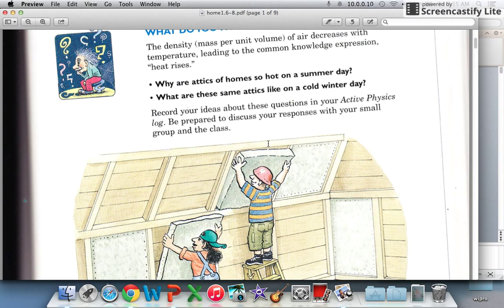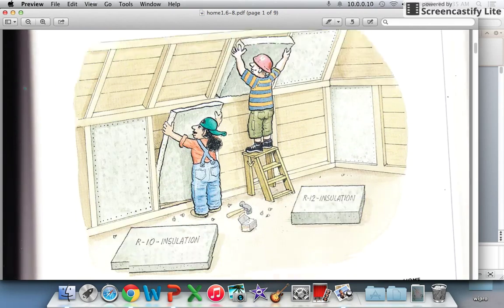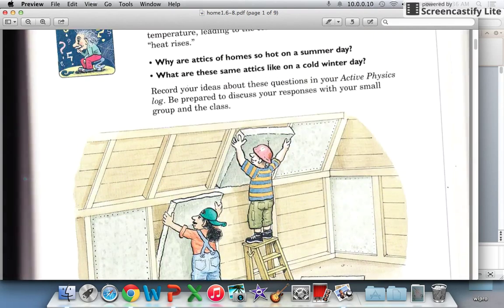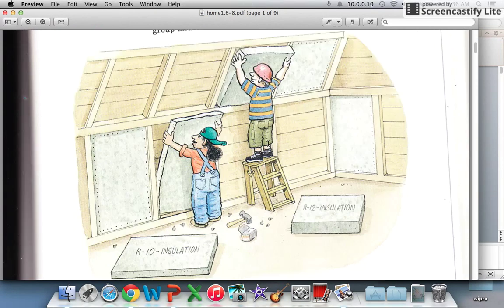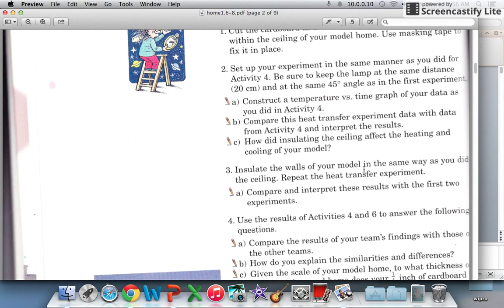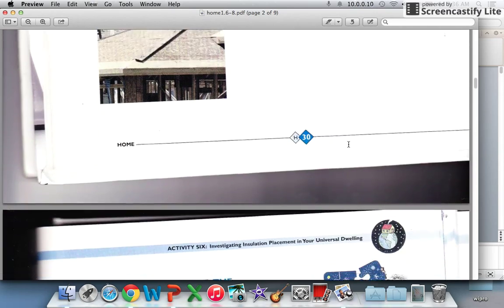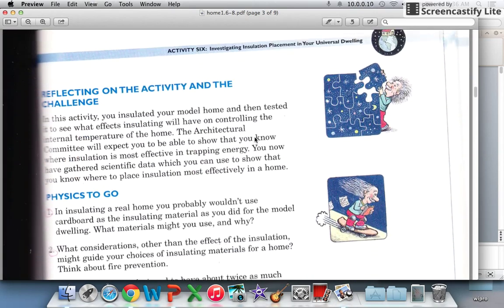because in this activity, they have students try insulating the attic first, the roof, I should say, of their home first, and then they collect heat transfer data. And then they try it again with insulating the walls and collect heat transfer data. So that's one way to go about it.